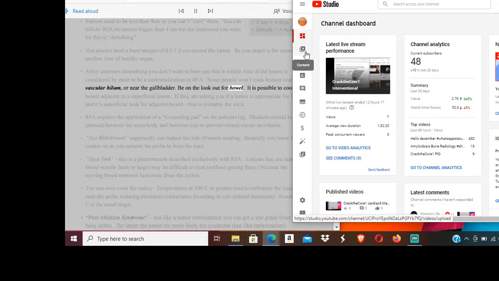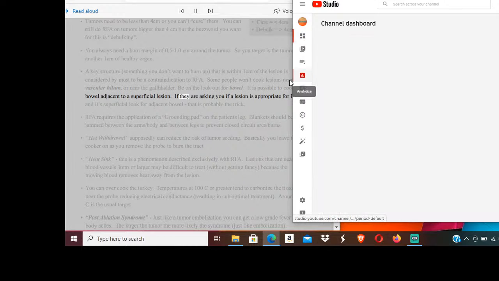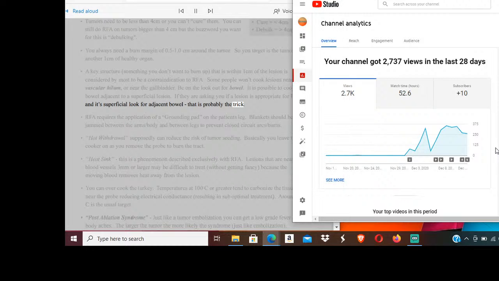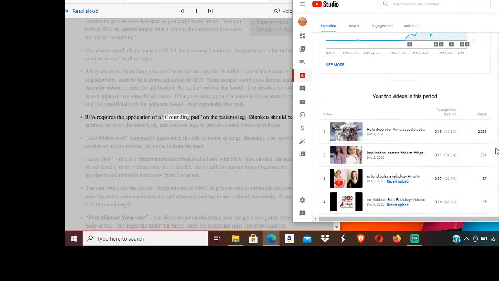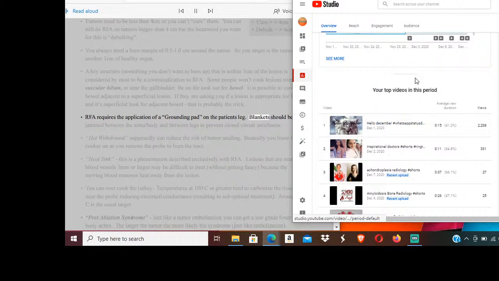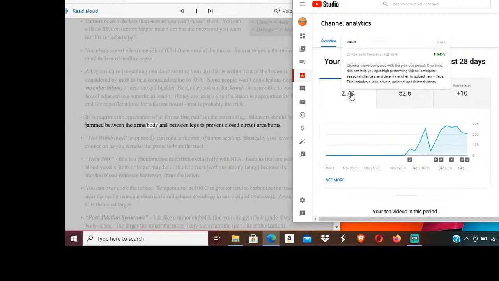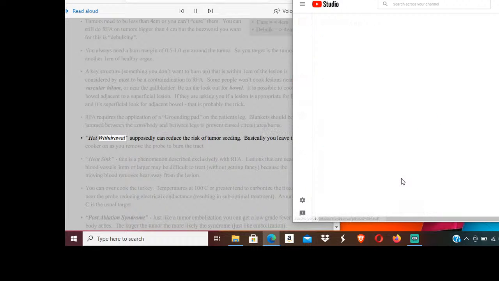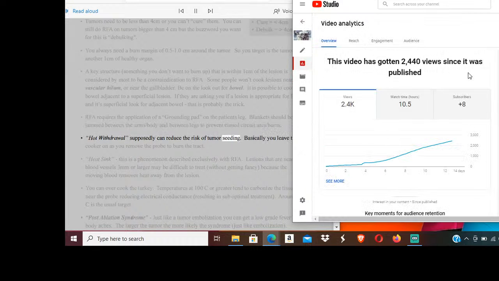Be on the lookout for bowel. It is possible to cook bowel adjacent to a superficial lesion. If they are asking you if a lesion is appropriate for RFA and it's superficial, look for adjacent bowel. That is probably the trick. RFA requires the application of a grounding pad on the patient's leg. Blankets should be jammed between the arms and body and between legs to prevent closed-circuit arcs and burns. Hot withdrawal supposedly can reduce the risk of tumor seeding. Basically, you leave the cooker on as you remove the probe to burn the tract.